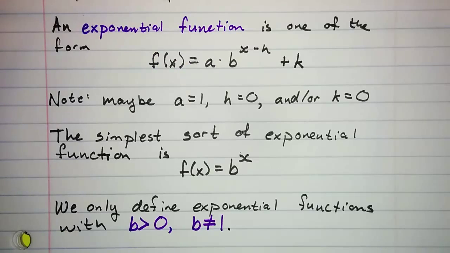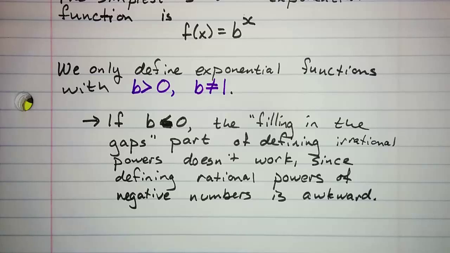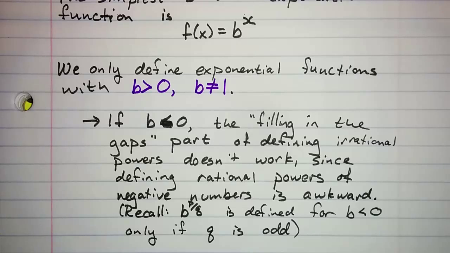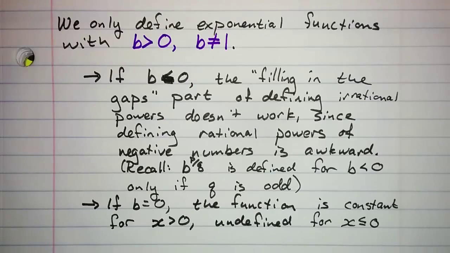We only define exponential functions for b a positive number that is not 1. Why is that? If b is a negative number, the filling in the gaps part for defining irrational powers doesn't work right. Why? Because defining rational powers of negative numbers is awkward. Remember, we said that a rational power of a negative number is defined only if the denominator is odd, which is just awkward.